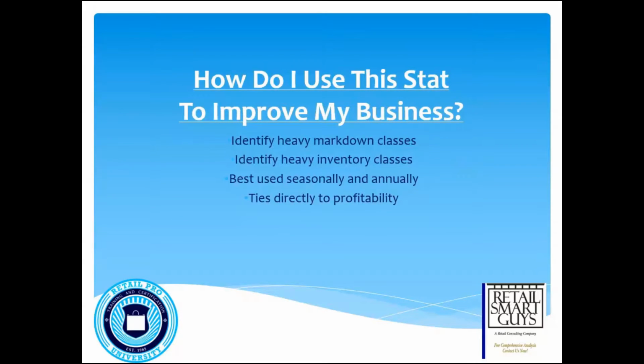Okay. So what are we looking for? Well, we're looking for heavy markdown classes. We're driving the top part of this thing, right? Am I not getting the margin? We're looking for heavy inventory classes. Do I have to stock a ton of this stuff to get some sales out of it, and I'm not really getting the profitability out of it, okay? I like to look at this seasonally and certainly annually, right? Because you want to make sure you've gotten enough months into it that the statistic has some merit, has some value. And like I've been mentioning all throughout this presentation, this guy ties directly to your profitability. Why? It's a measure of what you've invested, and it's a measure of what your profitability is.